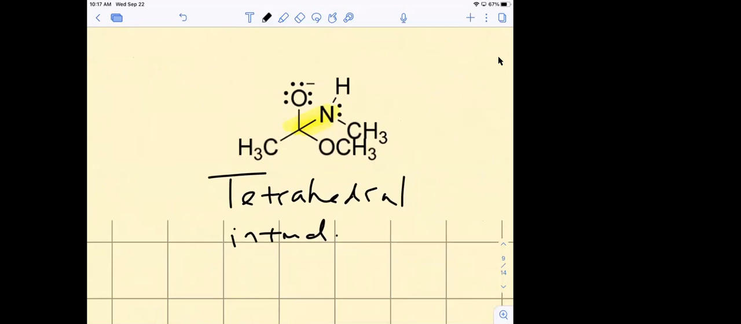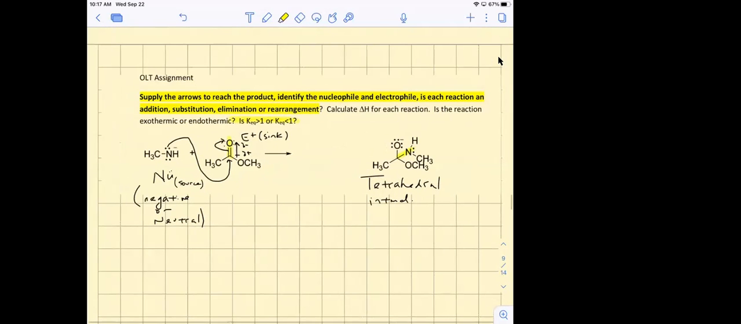Are y'all following that? Yes. All right. So now we're good with the arrows. We identified the nucleophile and the electrophile. What type of reaction is that? Remember, if either of my starting materials is a pi bond or contains a pi bond, and that's the reactive site, it's not going to be a substitution and it's not going to be a rearrangement.